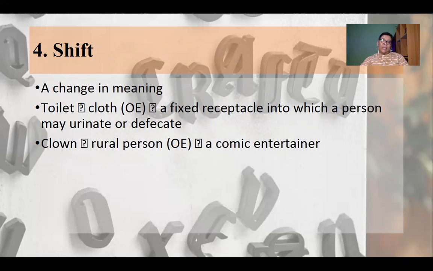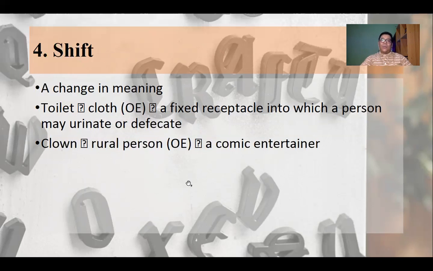So in the Old English, if we say toilet, you would mean cloth. In the modern English, toilet refers to a fixed receptacle into which a person may urinate or defecate. Or before, if you say clown, you're referring to a rural person, someone who's living in a rural area. But in the modern English, when you talk about clown, a clown is a comic entertainer, someone who's funny.